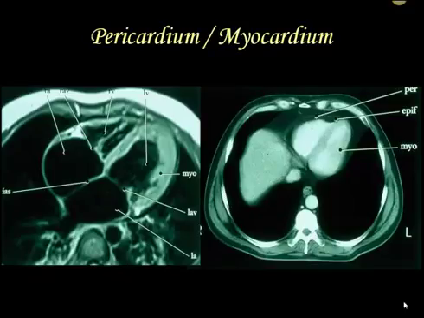Imaging in the Heart, Part 2. I'm going to pick up where we left off, and what I wanted to do is try to introduce you a little bit to the concepts of cross-sectional anatomy, and specifically what you're looking at here is an MRI that is in what is called the long axis.